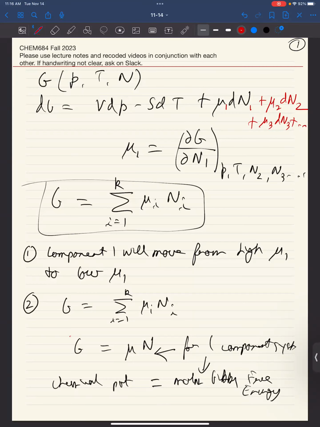So for a one component system, it is just the molar Gibbs free energy. For a multi-component system, you still have to take the slope, right? You still have to differentiate, but it's an easy differential.